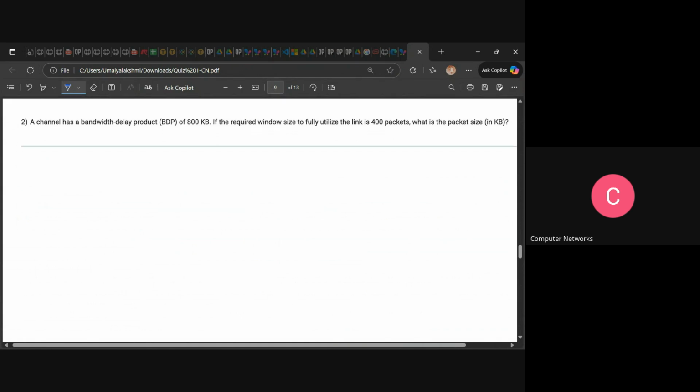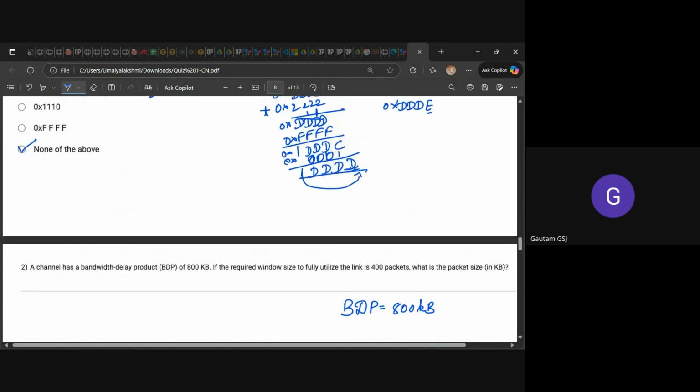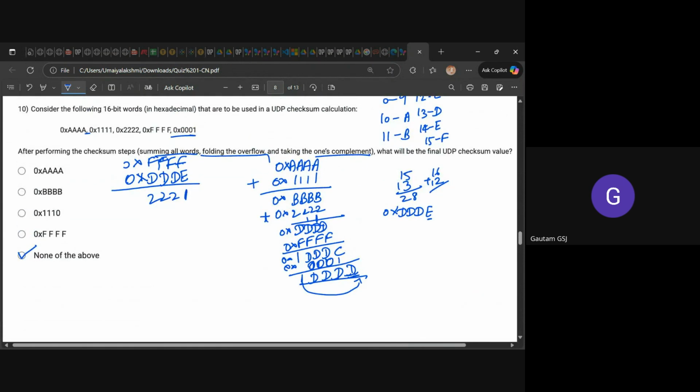And here is the next question. In the previous question, if this question comes as a NAT, should we include 0x in the answer, or can we ignore it? We'll consider all the answers. Whether you have written 0x or not, we'll take all the answers. So don't worry.